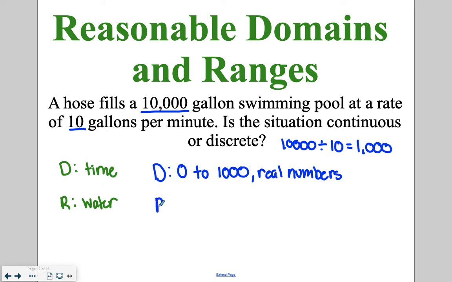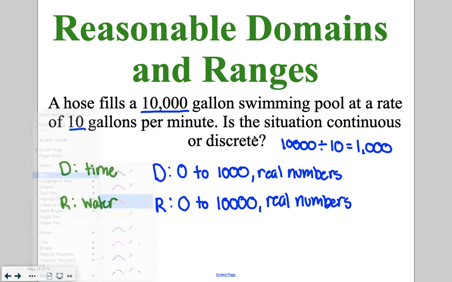Now looking at our range, we've got the pool starts at empty, so 0, until it's full, which is going to be 10,000 gallons. And again, that's going to be real numbers. So we think about the kind of values that we can have for the amount of water in the pool. Those can include decimals and other numbers, so we have the real numbers. Last thing it asked was, is it continuous or discrete? When we determine that, we look at our domain. We've got real numbers, so decimals and fractions are included, so this is continuous.